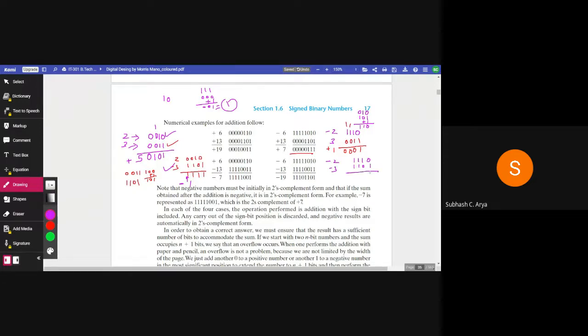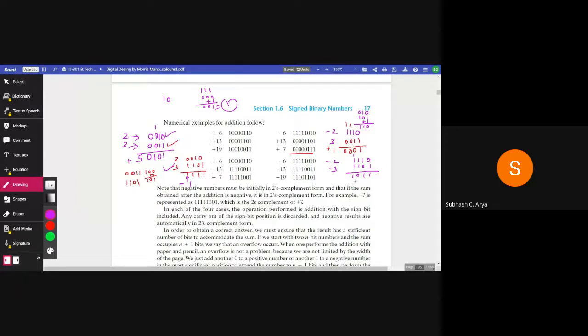And add it. So 0 plus 1 will be 1. 1 plus 0 will be 1. 1 plus 1 will be 0, carry 1. And then 1 plus 1 plus 1 will be 3. This 3 means 1, 1. So 1 we are writing here, and another 1 is coming as a carry, and the carry has to be discarded. So now this is the answer.